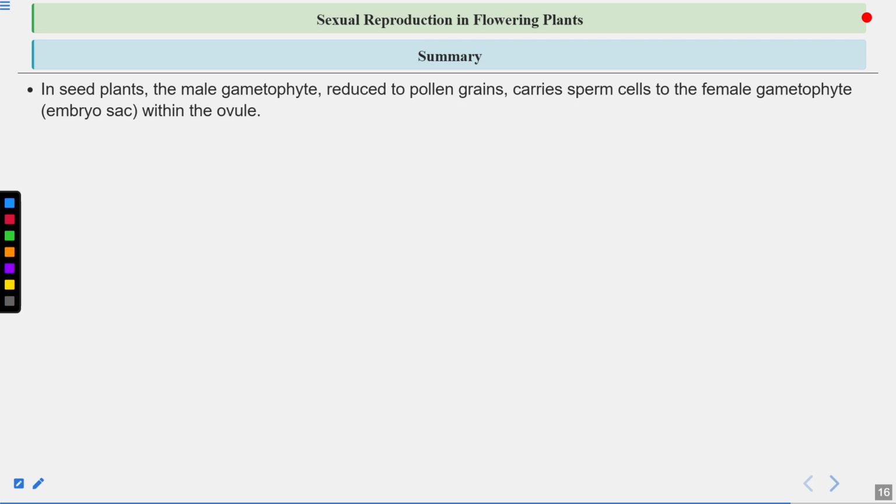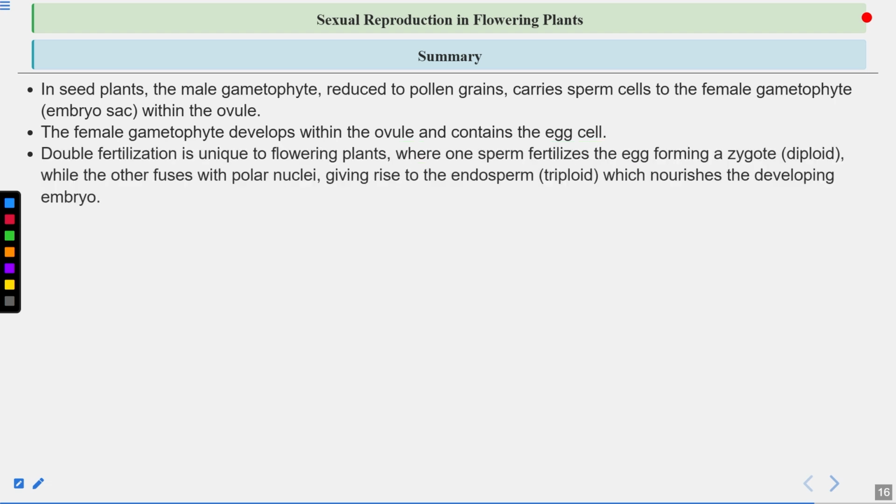Summary. In seed plants, the male gametophyte, reduced to the pollen grain, carries the sperm cells, and the female gametophyte is the embryo sac within the ovule. We have discussed this. The female gametophyte develops within the ovule and contains the egg cell. Double fertilization is unique to flowering plants, where one sperm fertilizes the egg, forming a diploid zygote. That is syngamy. The result of syngamy is the zygote. The other sperm fuses with the polar nuclei, giving rise to the endosperm, which is a triploid structure and which nourishes the developing embryo.